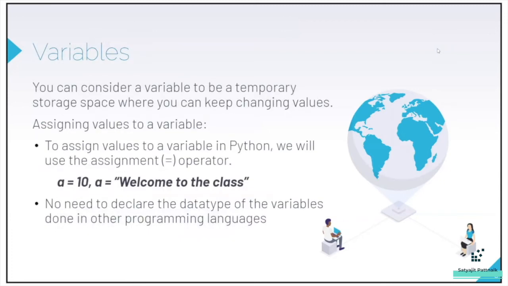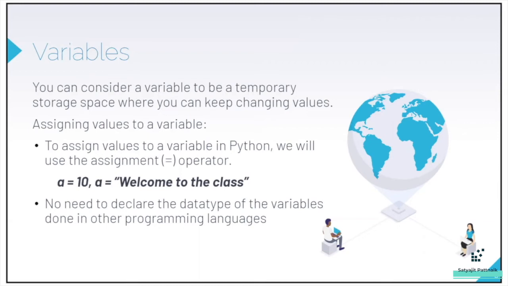Once your installation is done, we are all set to get started with Python. Now let me talk about variables, and then we will also have a hands-on coding experience, how to initiate a variable and all those things. You can consider a variable to be a temporary storage space where you can keep changing values. To assign values to a variable in Python, we use the assignment operator, which is the equals to operator.